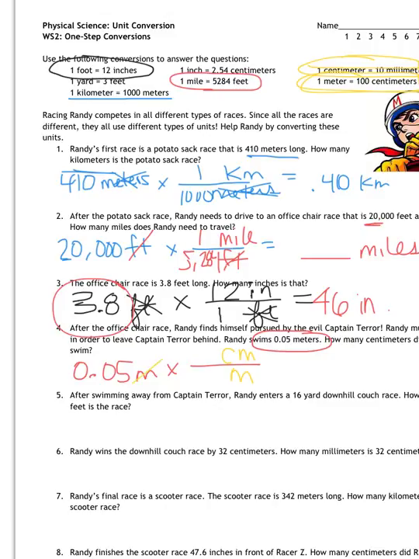We're trying to get rid of meters, and the question is how many centimeters is that? There are 100 centimeters in 1 meter. All right, so 0.05 times 100 divided by 1. Now 0.05 has one significant figure, and so will our answer, 5 centimeters. Okay, so he didn't have to swim very far at all.